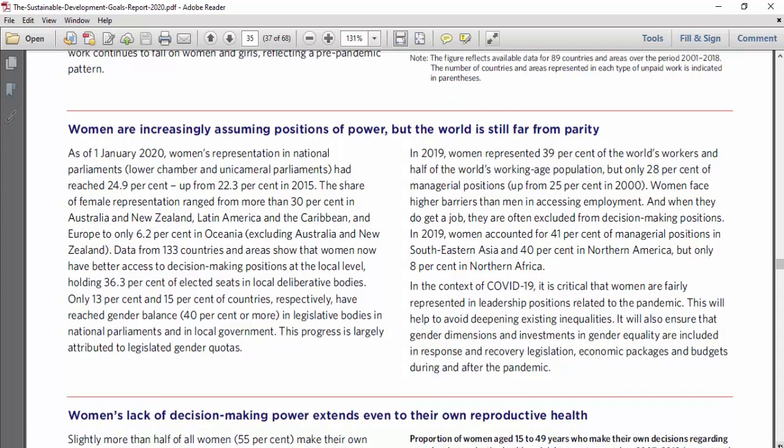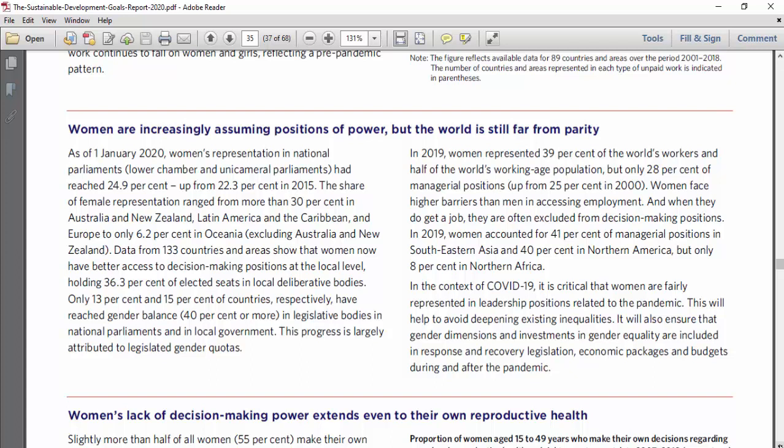Okay, so it says women are increasingly assuming positions of power, but the world is still far from parity. Now, I have to say that I'm seeing it, yes. You hear a lot of women assuming high positions, which is very good, because the whole idea is for these women to be championing the cause to end some of these things we are seeing which are really affecting females negatively.